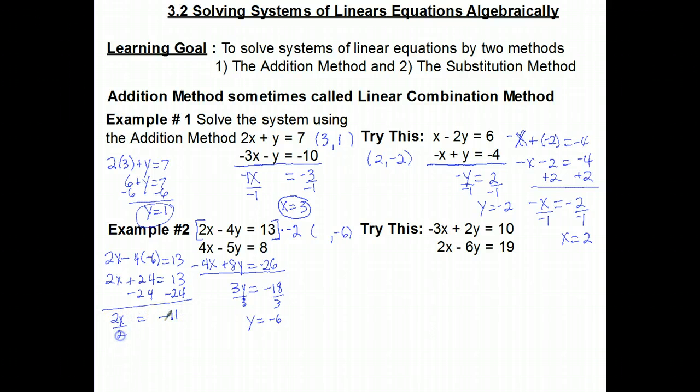I see we're not going to have an integer answer, but that's okay. We don't always get integer answers in Algebra 2, and we are satisfied with 11 over 2. Typically, we do not convert improper fractions to mixed numbers, but we do reduce them to the lowest terms. So we have negative 11 halves for our answer. Okay, so that's the solution, negative 11 halves, negative 6, that ordered pair. You try this one.